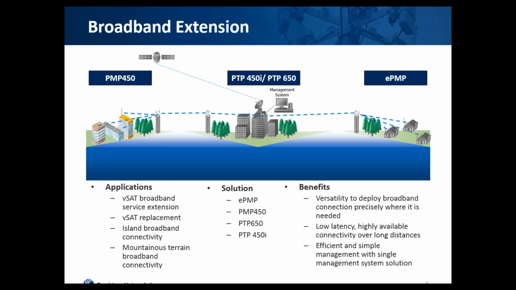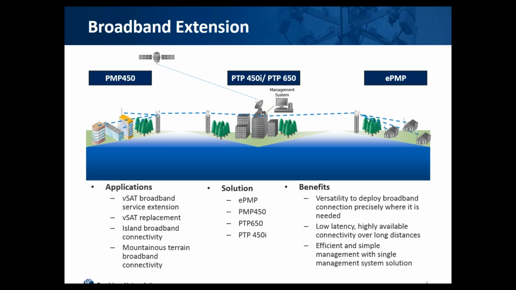On the left of the diagram, you see the PMP 450, which is mainly used for private networks as well as individual networks. On the right-hand side, you have the ePMP, which is predominantly used for home networks. And then using a PTP 450i or 650, you can backhaul it to your main service center or your main office, and then you can monitor all of them using the management system.